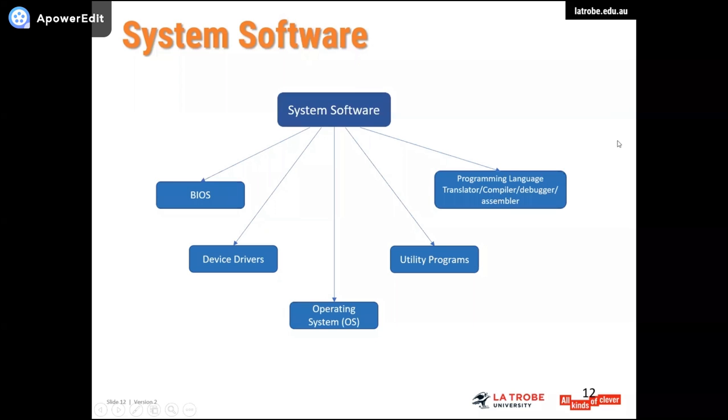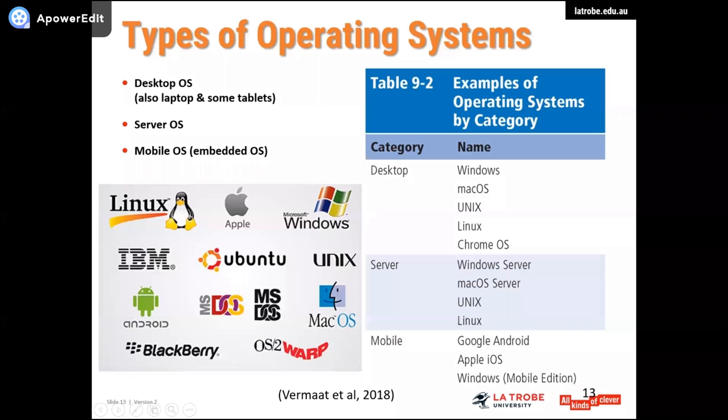So first, let's start with our operating system. For the operating system, we have several types. First, the desktop operating system. It is used for our laptop, desktop, or some other tablets. Second is called the server operating system. This kind of operating system is only used for the big server or supercomputer. Last is the mobile OS. It is more used for our cell phone or some other mobile devices.